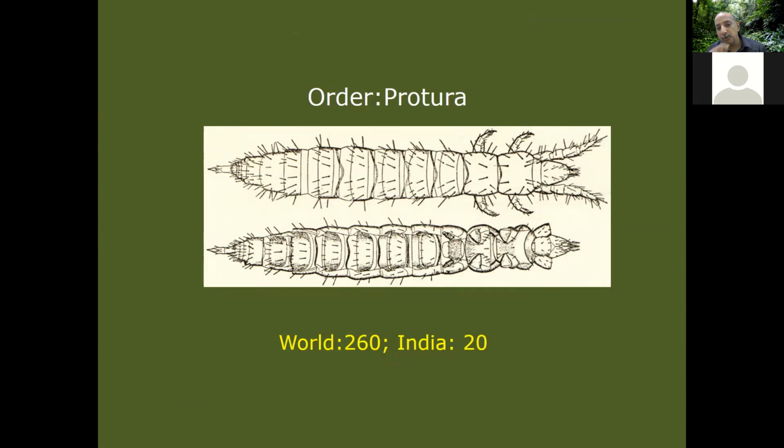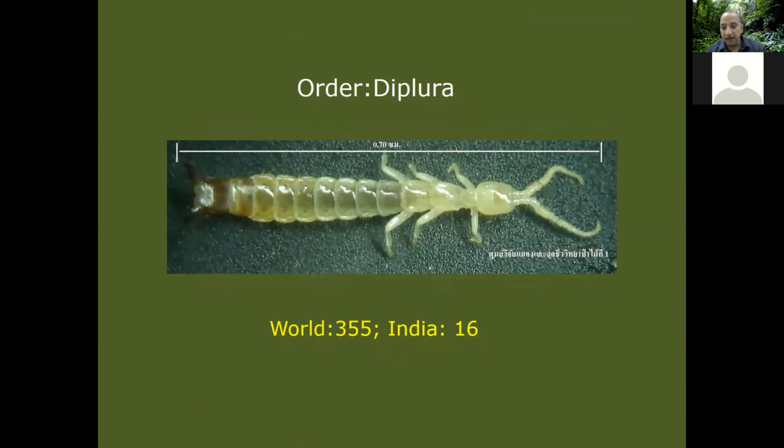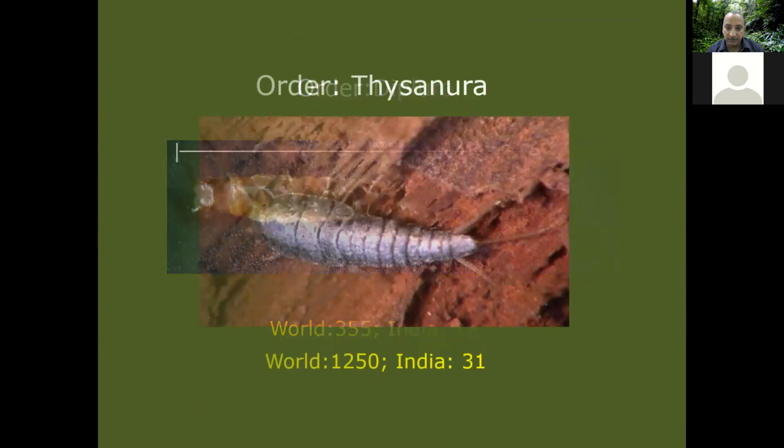Another group is called Protura. These are all soil organisms, very microscopic. Only if you do soil studies can you see these organisms under a microscope. We know very little about this group. Only about 20 species are known from India. Then another very small, interesting group is called Diplura. These are also a very small group, with only about 16 species known from India. This is also a tiny soil arthropod insect.